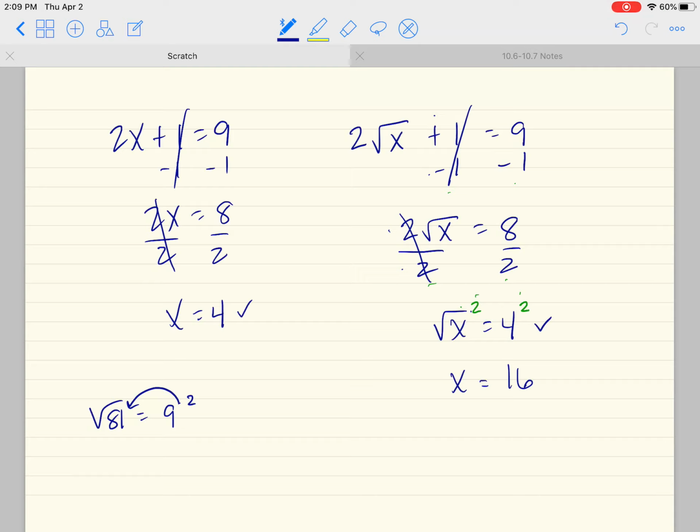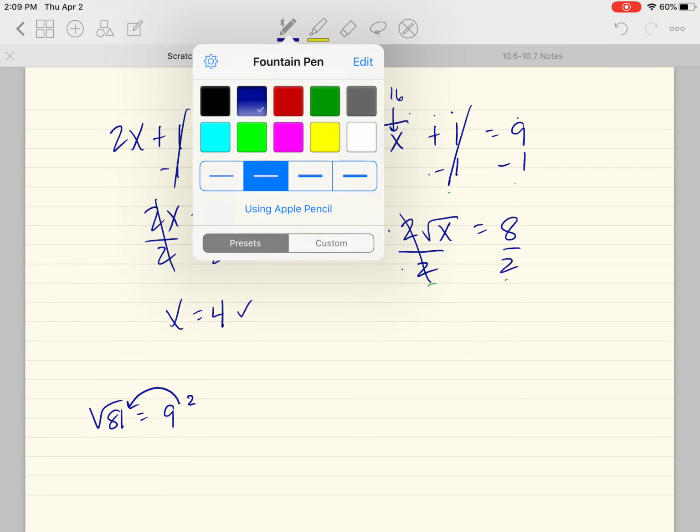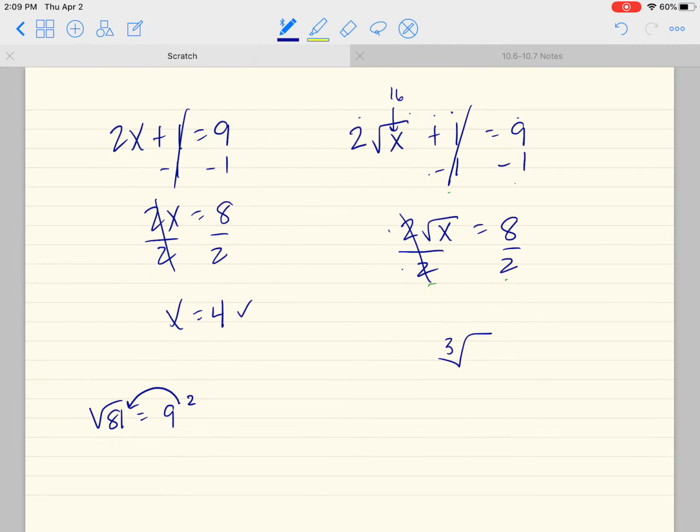So the square and the square root will cancel, which means we would have x now all by itself equal to 4 squared, which makes 16. And so our answer would be 16, and it's pretty easy to check that, right? If I put the 16 back in here, the square root of 16 would be 4. 4 times the 2 would be 8, plus the 1 would take me back to the 9, okay?